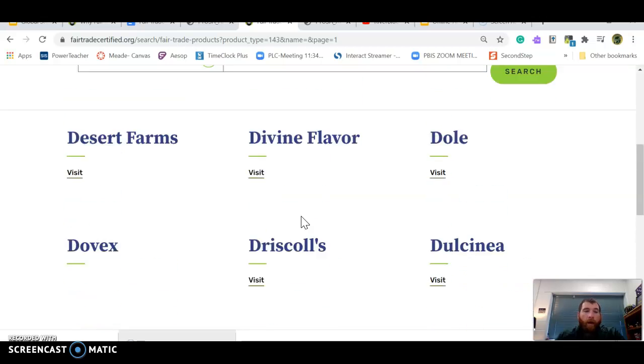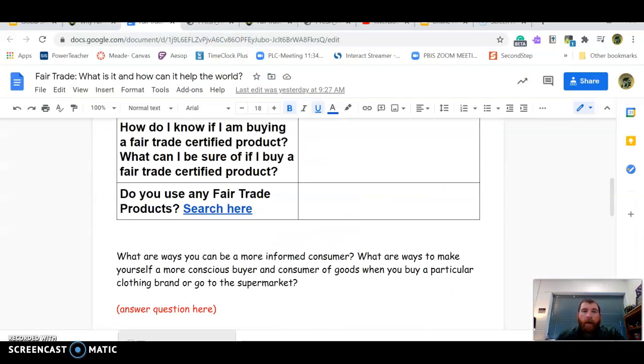So I've had a lot of these products. So I would be writing those things down in that slot to say what products do you wear? So Patagonia, I've had Patagonia before. Driscoll strawberries and berries, Dole bananas. Those are all fair trade products. So there you go. You just make a list of things that you've consumed or used that are fair trade certified. So you can feel better about yourself a little bit.